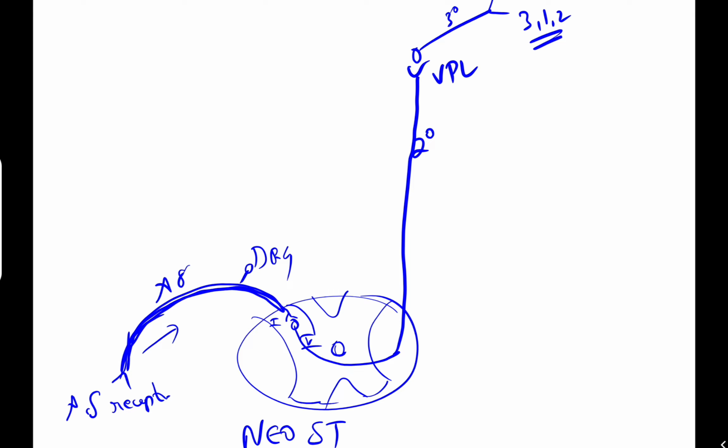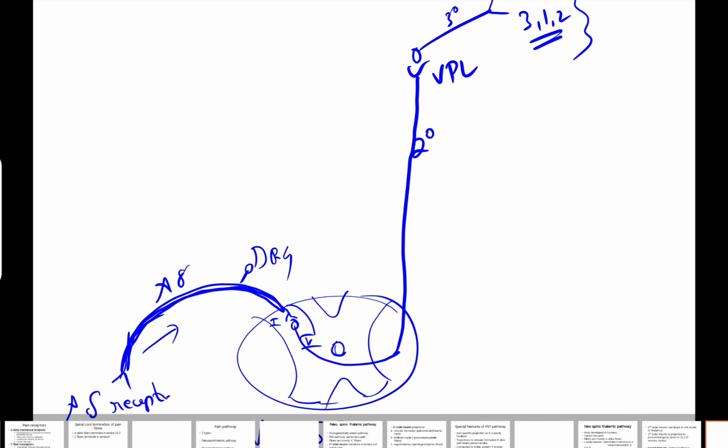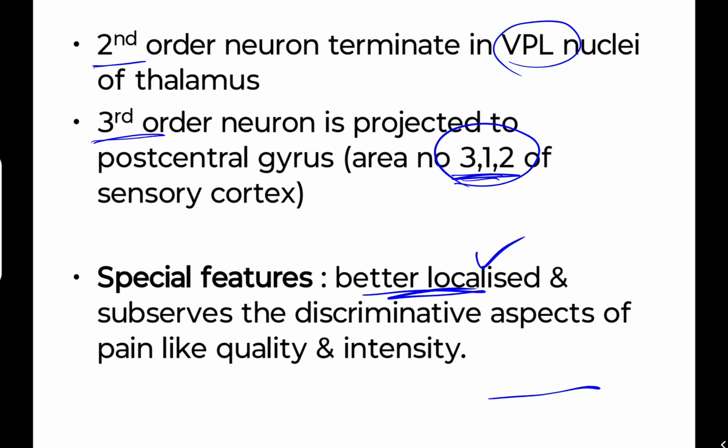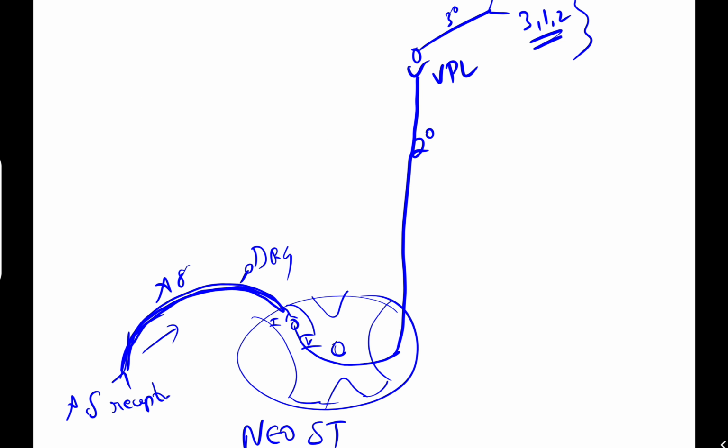So if you can see here, it is going specifically to the brain and is not stimulating many other areas. That is why this pathway helps us in better localizing, and it subserves the discriminative aspect of pain. We can understand the quality of pain, the intensity, or how severe the pain is through this pathway. That is why A delta fibers, which carry the fast pain, help us in understanding the quality of the pain. There are so many different types of pain. Okay, quality, you will understand that when you study further.